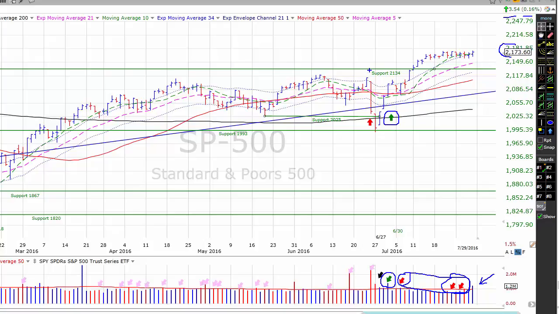The S&P is bracketed by support right here in the 2134 area, and resistance, I suppose, at this high. The S&P has been really kind of locked into a trading range here, and I would look for a decisive move out of that trading range, either lower or higher. Hopefully for the bulls, we see that we break out of that range to the upside.